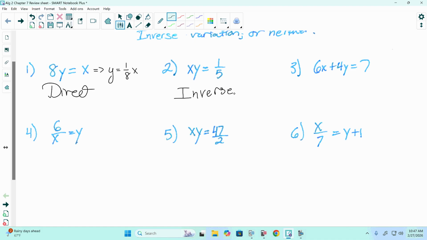6x plus 4y equals 7 would be neither. If the variables are being added together, it's going to be neither every single time. If we get x plus y, it's not going to work. Really, the only other case that we have neither for is, well, we need two variables. We cannot have a single variable, because if it's just x equals 7, y equals 2, if we don't have x and y, it cannot be direct or inverse. Have to have two variables for direct or inverse variation.